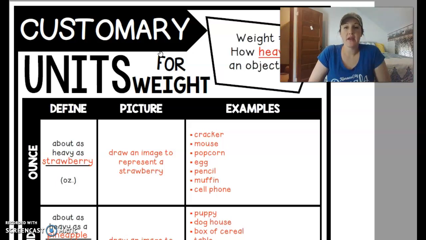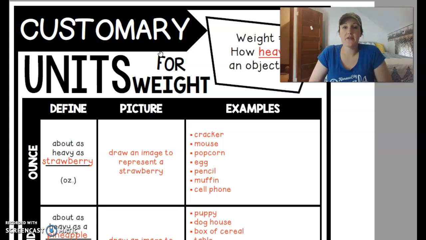So if I'm trying to think, what would weigh an ounce? It would be a strawberry. So think about just your average strawberry. That would weigh about an ounce. Sometimes, like when a baby is born, people will ask how much does the baby weigh, and people will say how many pounds and how many ounces. So pretty soon we'll find out how many pounds Olivia weighs and how many ounces when she's born.